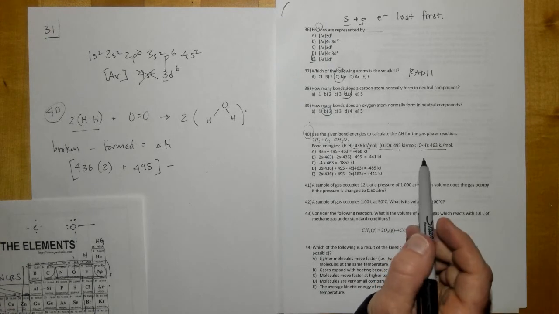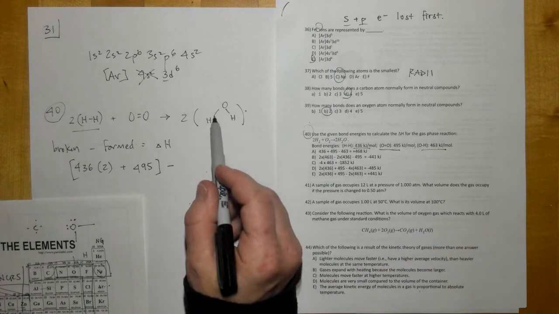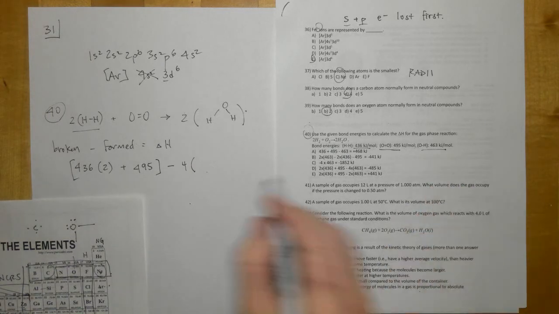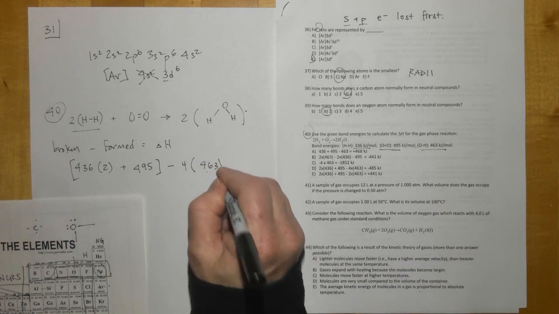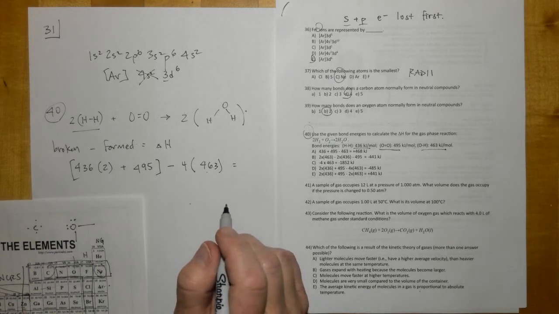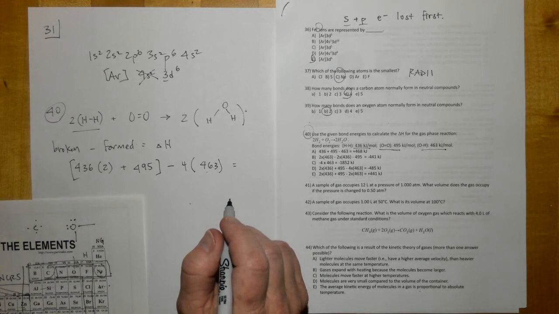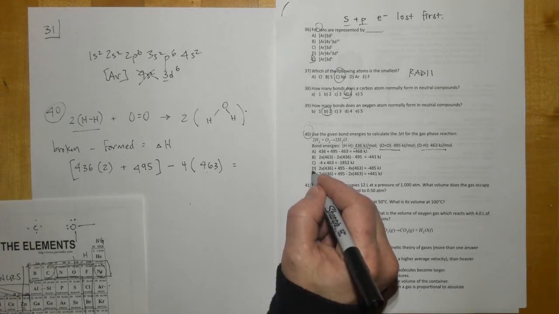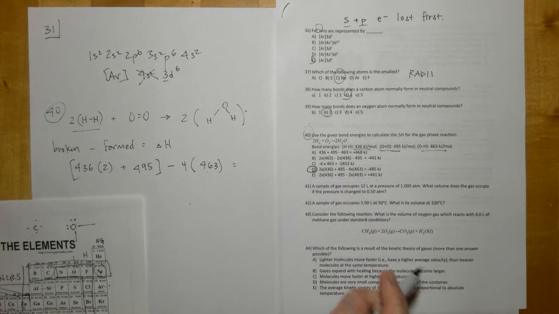And then minus the ones that are formed. And so we're forming 4 times these O-H bonds, which is 463. And let's see, we do the little math here. Oh, I guess they give us the math here. They don't tell us to do the actual answer. I think this ends up being D.